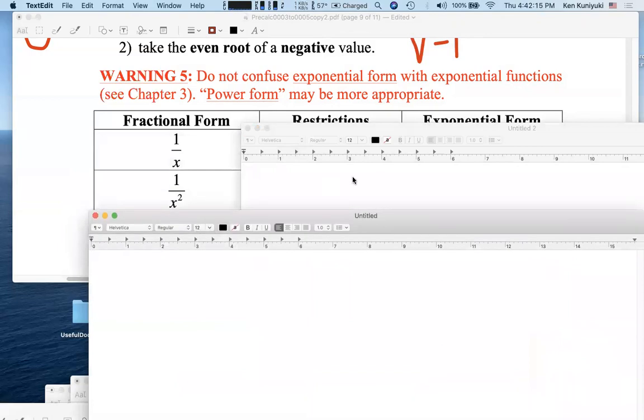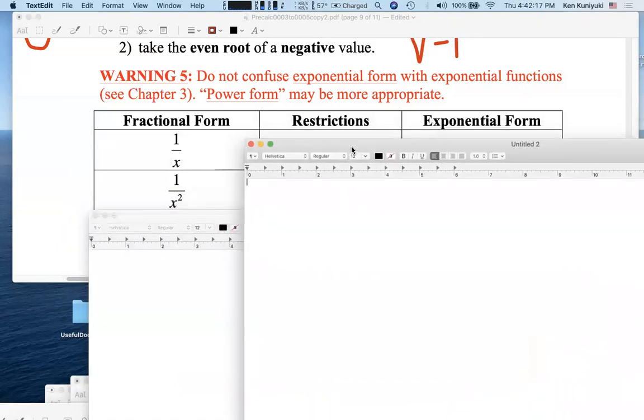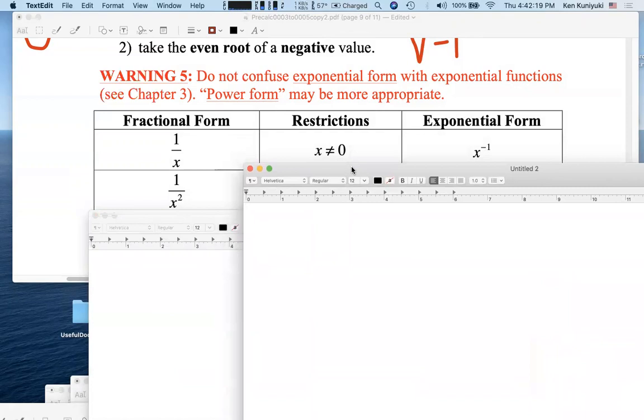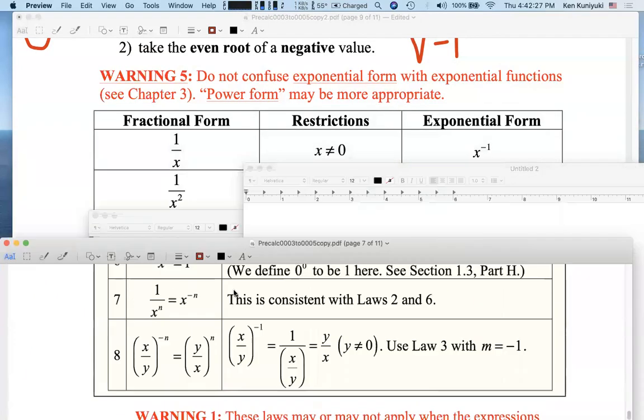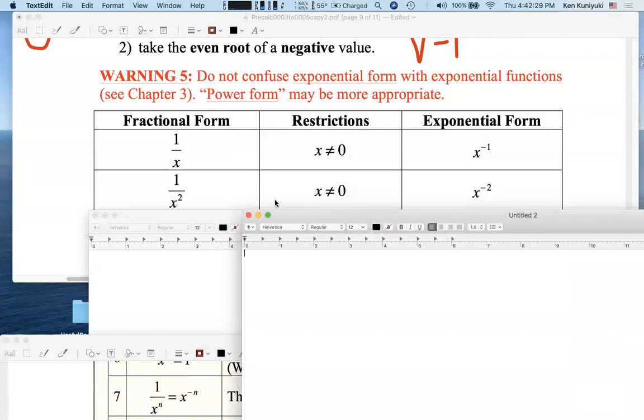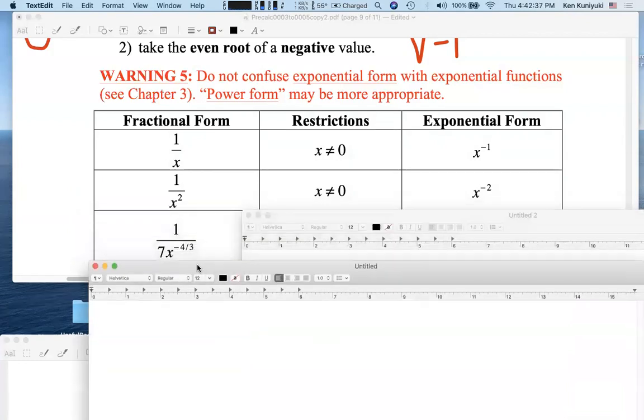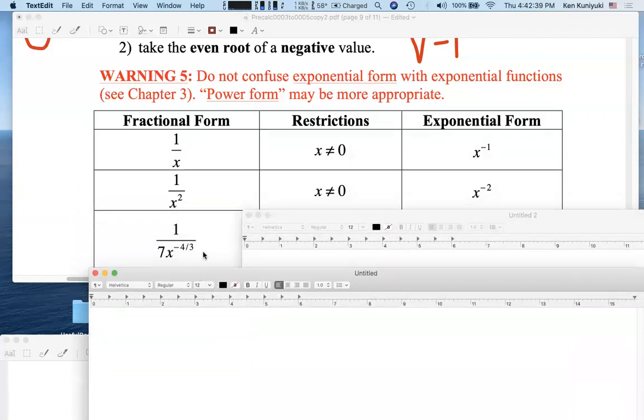How about 1 over x squared? That's going to be x to the what? That's going to be, again, by this rule 7 here, 1 over x to the second is x to the negative 2. Again, x cannot be 0, because then we'd be dividing by 0. First two, not so bad. Oh yes, you're going to see guys like this in calculus. 1 over 7x to the negative 4/3. Write this as a constant times a power of x.